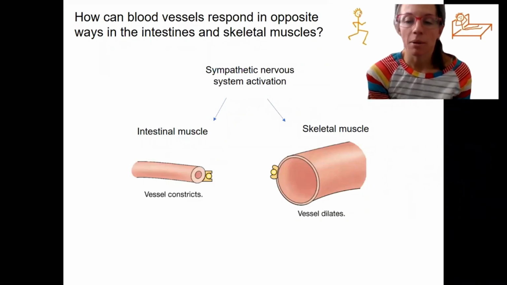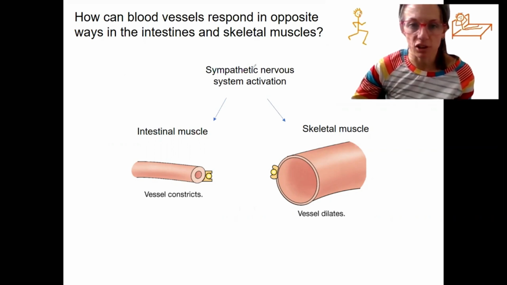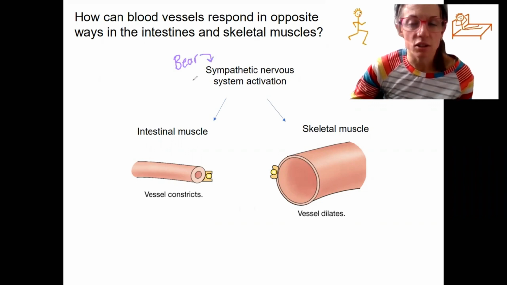So this is an example of application of what you just learned with one specific example. How could the blood vessels, when you are stressed out, so sympathetic nervous system activation occurring here. So there's a bear, not a very scary bear color. The blood vessels in your intestines constrict. That's part of decreased digestion. The blood vessels that bring blood to and from your skeletal muscles dilate.